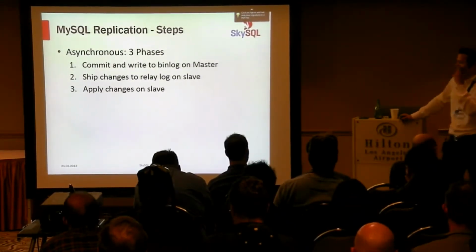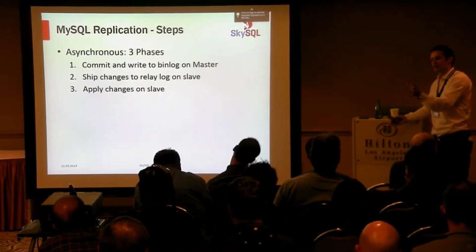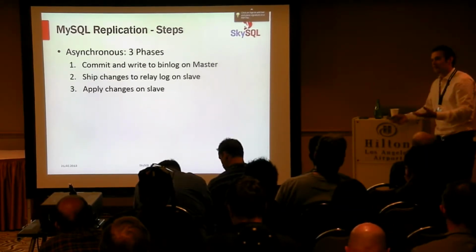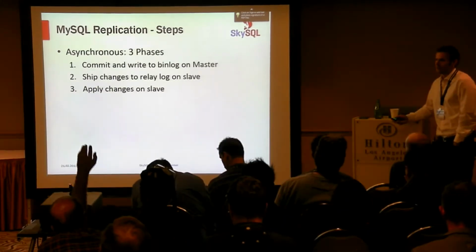So this means that if your master would fail just after, we know that at least one slave has it, so we know that the transaction is somewhere. If you don't use semi-sync, then if a master crashes, you cannot guarantee that the last transaction actually propagated somewhere.